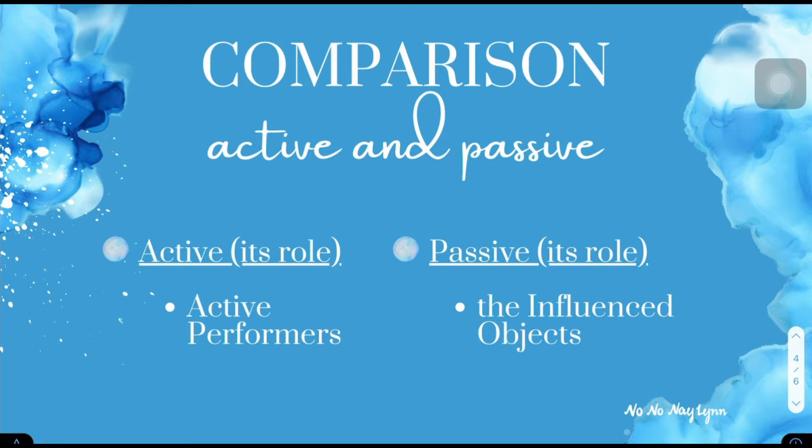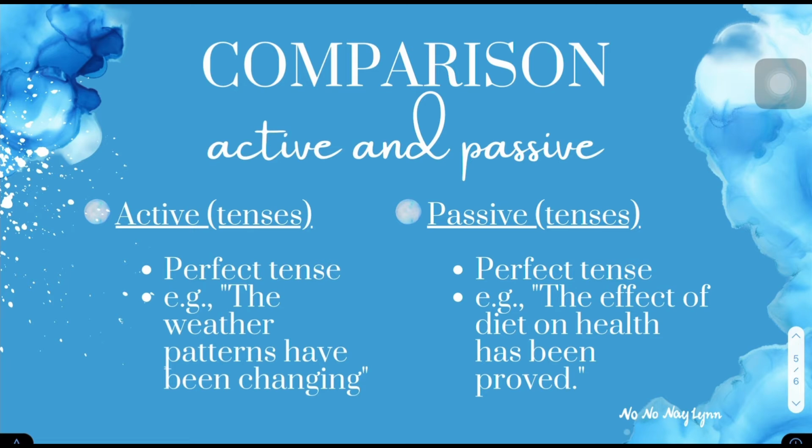As for passive, when an object is influenced by another aspect or subject, we use the passive form. So we can say overall that the passive form is the form we want to use to state a situation which is changed by someone or something. In conclusion, passive mainly includes the influenced objects, as seen right here. Okay, so the next slide, the tenses, comparison of the tenses.